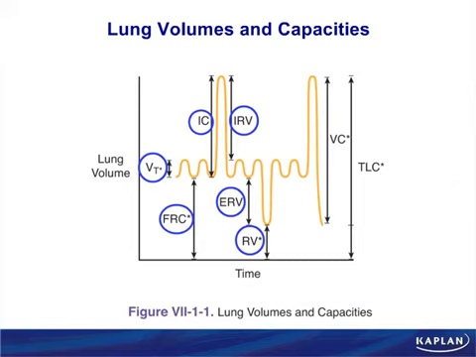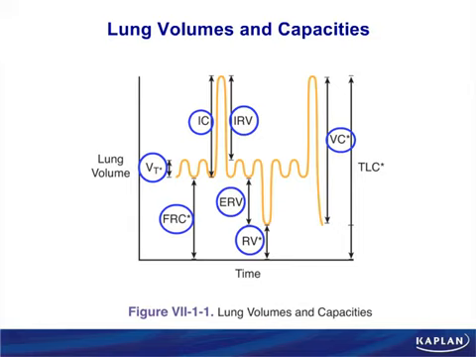Next capacity is another very high yield one for step 1, as we talked about pulmonary function testing. Well, this is what we're going to utilize for pulmonary function testing, which is vital capacity. It's inspiratory reserve plus tidal volume plus expiratory reserve. So in other words, this is the volume of air I can exchange with the environment.